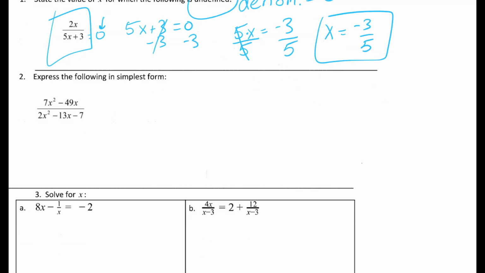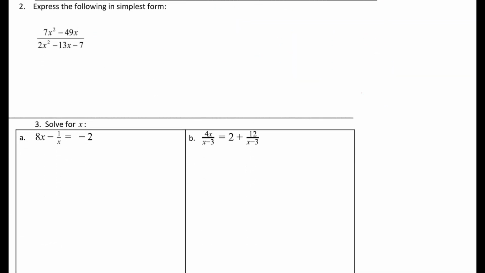For number 2, they're asking us to express a rational expression in simplest form, and just looking at the top and the bottom here, I'm thinking I'm going to need to factor a little bit. So let's start with the numerator. 7x squared minus 49x. Looks like I could pull out a GCF of 7x there, because 7 and 49 both have that in common, and they both have an x as well. And if I have an x here, then when I multiply it back out, I would get that 7x squared. And if I have a minus 7 there, I would end up with that minus 49x if I were to distribute this back out. So this is what my numerator is going to look like.